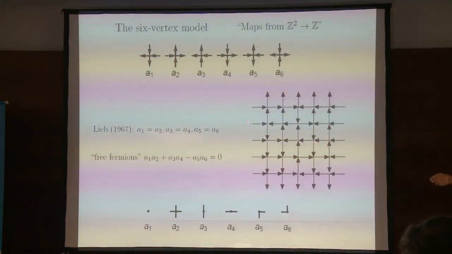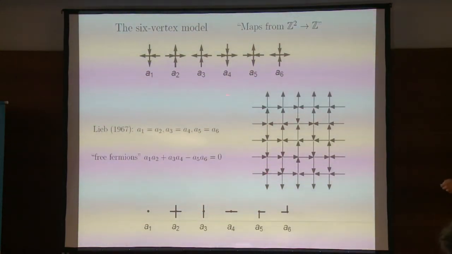We have some sort of boundary conditions, and then we want to fill it in with arrows, so that at each vertex there are two coming in and two going out. And the weight of such a configuration is the product of the weights of its individual vertices. So if there are 10 vertices of this type, it's going to get a weight, which one is that? A4 to the 10 times the product of all the other weights. This is also called the square ice model, if you know it in that terminology.